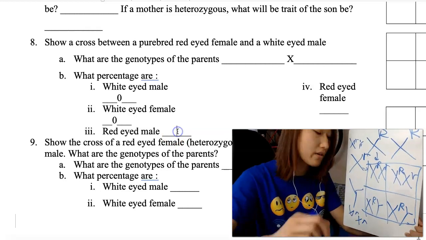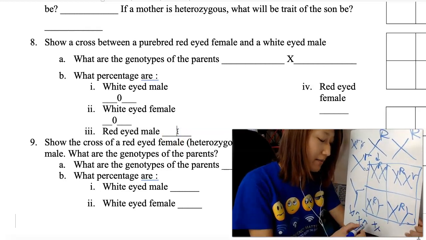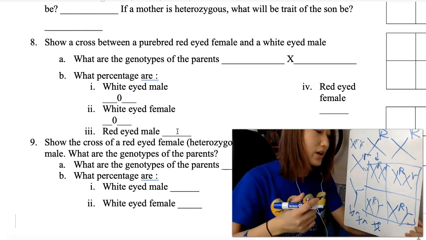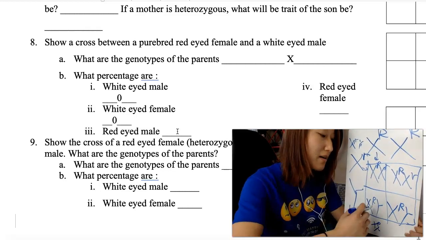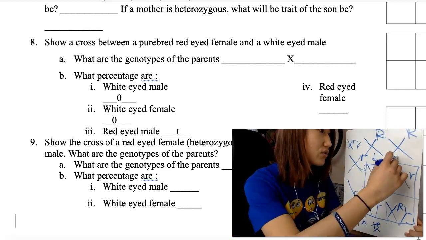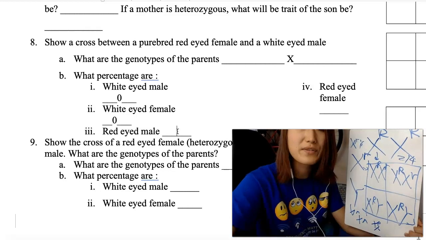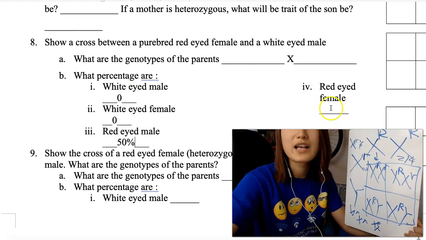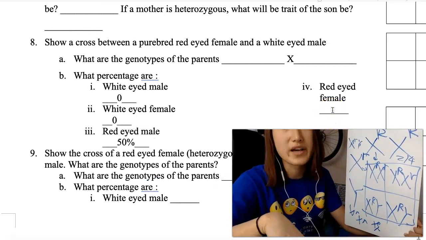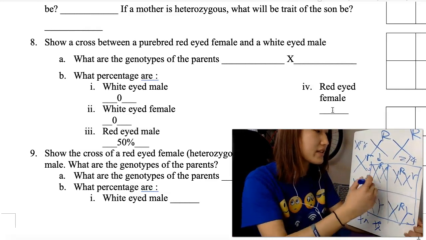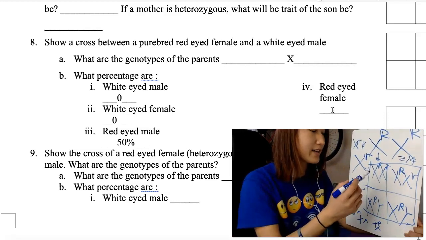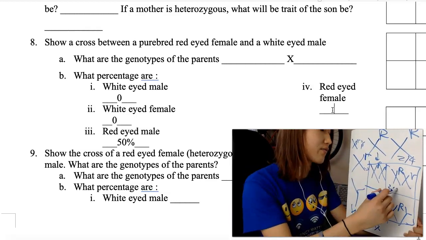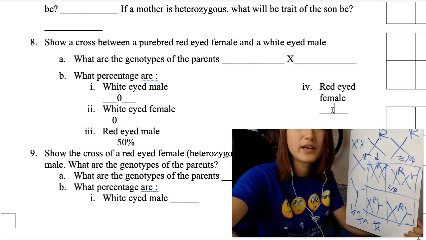A red-eyed male, first off, is XY, meaning it's a male, and it has to be X big R Y, since it's showing the dominant trait, right? Do I see a red-eyed male? I see 2 of those out of 4, so 2 divided by 4 equals 50%. And lastly, it's asking for red-eyed female out of all the offspring. Both of these are red-eyed females because they are heterozygous, and heterozygous individuals will show the dominant trait. So it will be 2 out of 4 again, and that will be 50%, right?